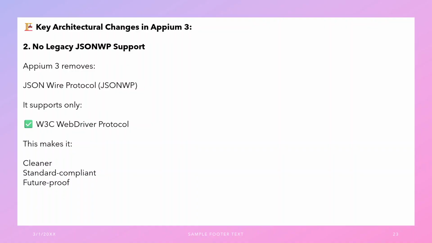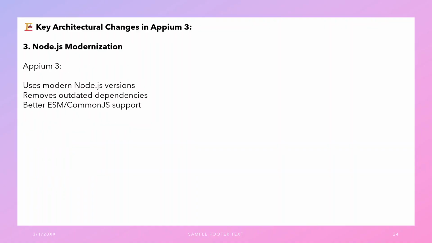Okay, this is the second one, and we'll move to the third one here. This is one of the important ones, and it's a breaking change also. There is a package.json modernization. Okay, APM3 uses the modern Node.js version, removes the outdated dependency, and has better ESM and CommonJS support. So we'll discuss more about this one, and this is one of the breaking changes here.